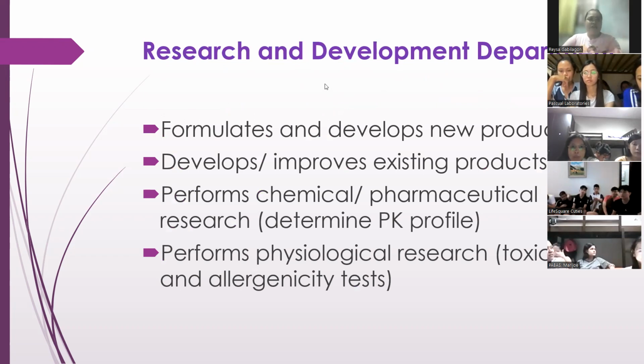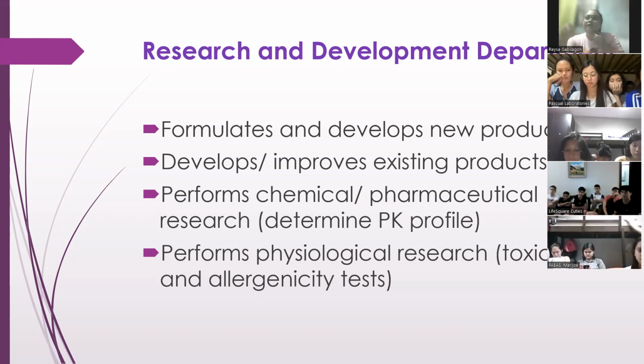So number 1 here, we have the research and development department. So what is their role? Of course, they are responsible in formulating and developing new products, or if they don't develop new products, they will conduct research to improve or develop the existing ones. That is why there are new dosage forms and new formulations from the existing ones. That's because of the R&D department. And this is where we get to see some of the pharmacists and the chemists in the plant.